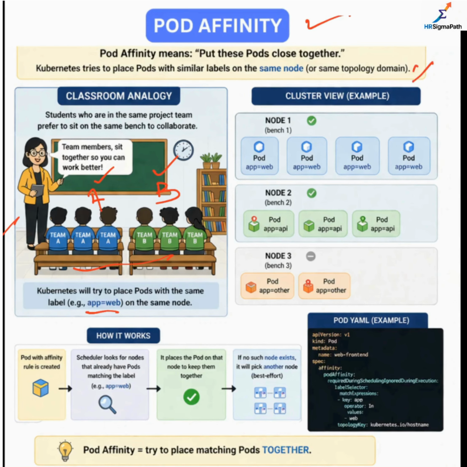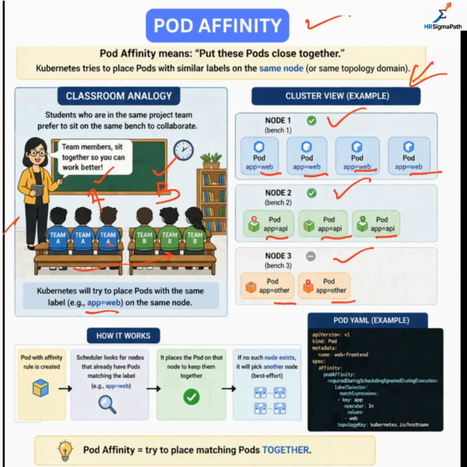So now let's move to the cluster view here. Here we have multiple nodes: node 1, node 2 and node 3, which are like bench 1, bench 2 and bench 3. On node 1 you can see the web application. So web pods are already running together here. On node 2 there are API pods, and they are grouped together. Exactly, in node 3 we have other labeled pods running. So this is exactly what pod affinity does. It keeps similar pods on the same machine.